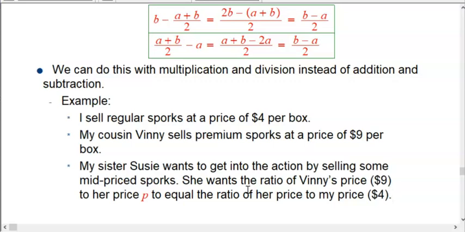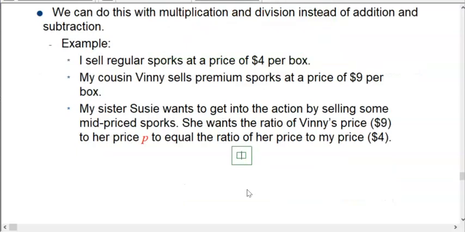Let's see if she can do that. Let's see. And that is, in fact, a proportion. She wants $9 over P. That's by what factor is Vinny's sporks going to be more expensive than hers? She wants that to match the ratio by which her sporks are more expensive than mine.